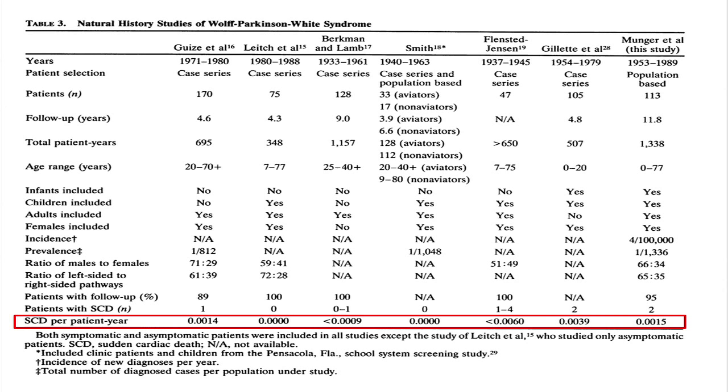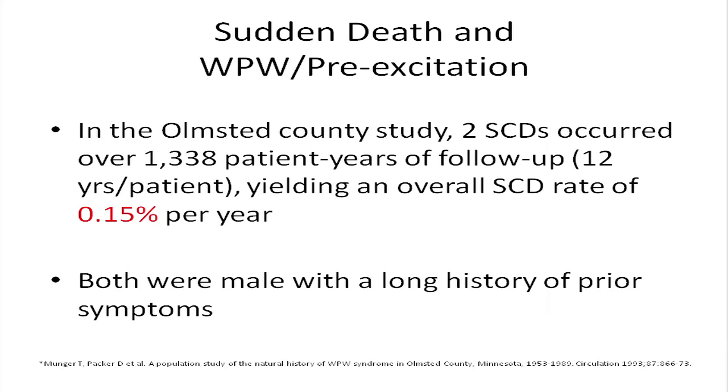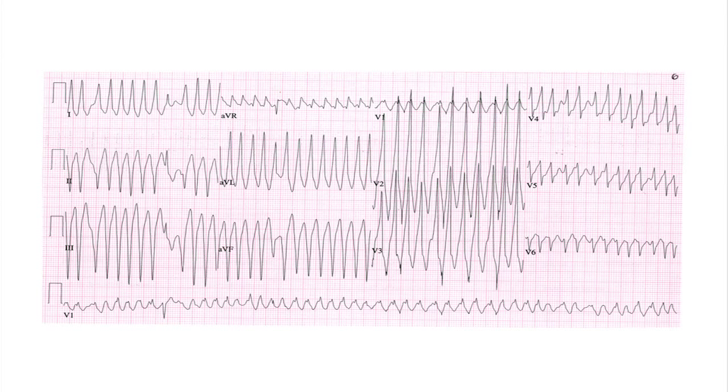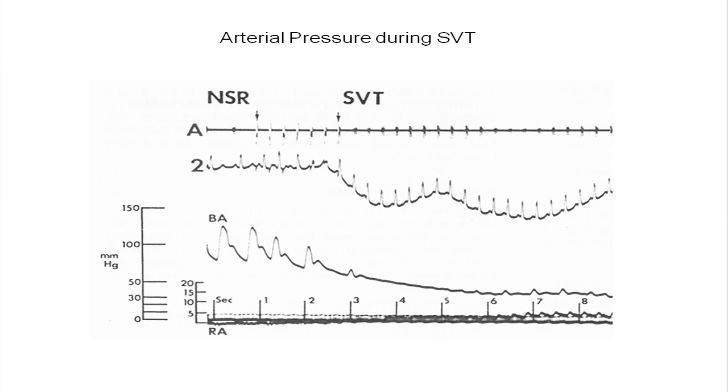Wolff-Parkinson-White syndrome is a cause of sudden death. We all know that. And I'm just going to look at this very briefly: 0.015%, 2 out of 113 over a 40-year period, from Olmsted County. The two deaths were male with a long history of symptoms. This is what we're afraid of, AFib with rapid ventricular response, but also SVT, just AVRT, can really dramatically lower your blood pressure and cause syncope. So in certain circumstances, it can be a problem, not just AFib with pre-excitation.